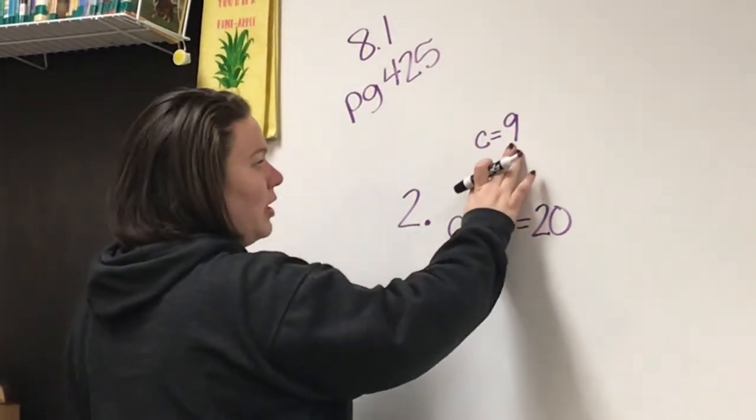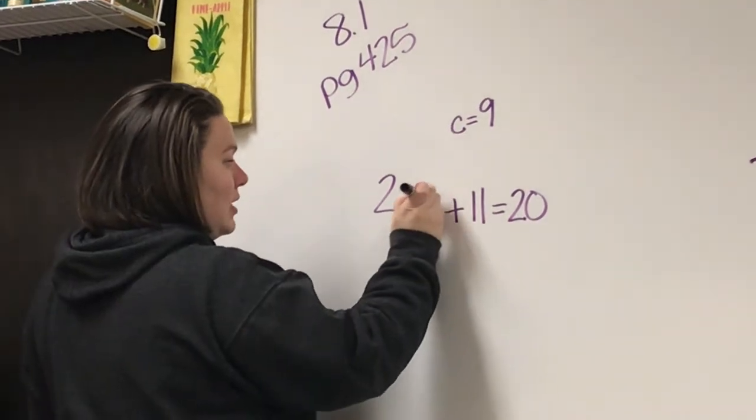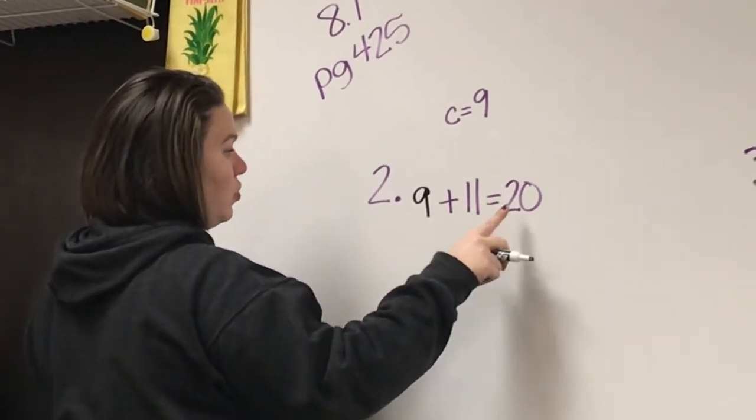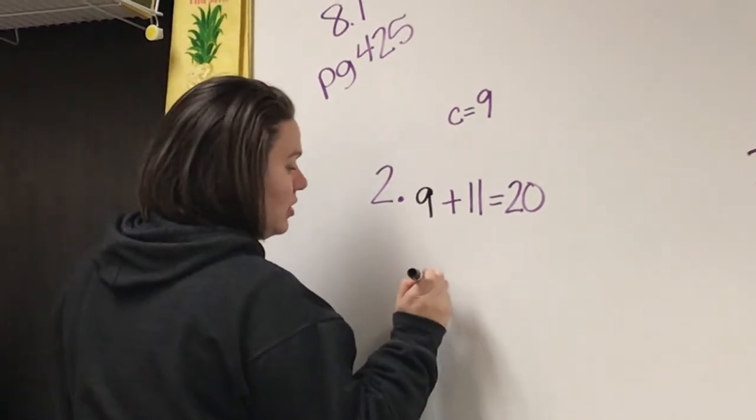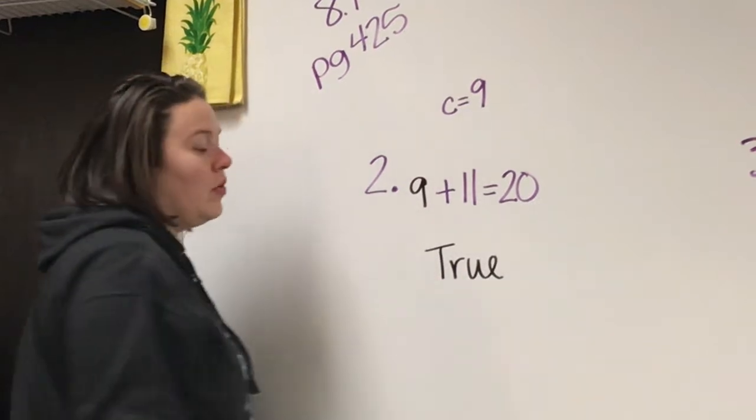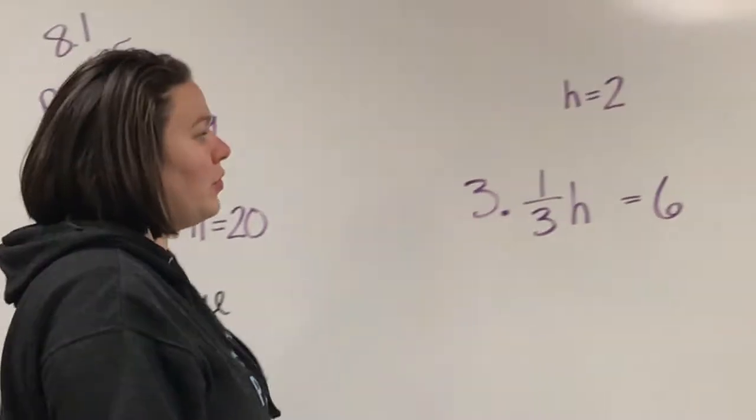So we're just going to plug this number in. I'm going to erase this and put a 9. 9 plus 11 is 20, so this is true. Okay. Moving on to number 3.